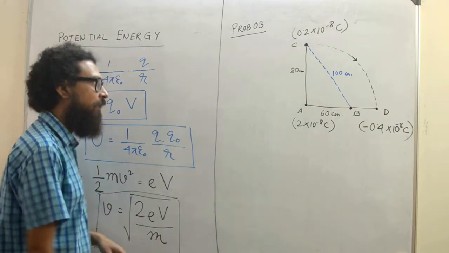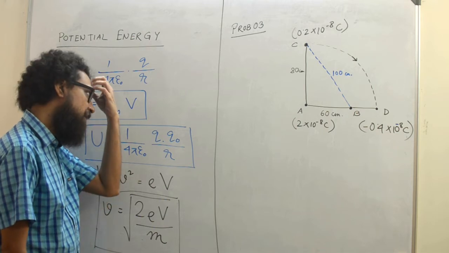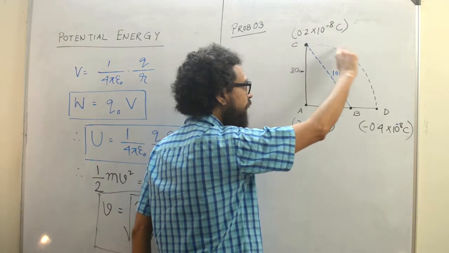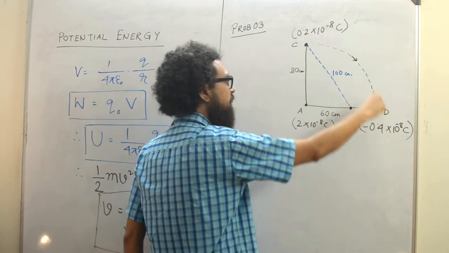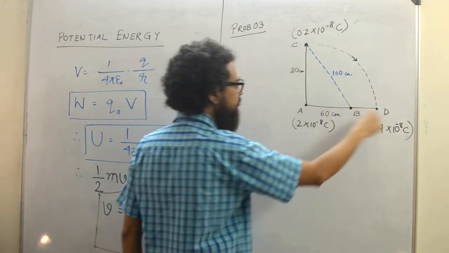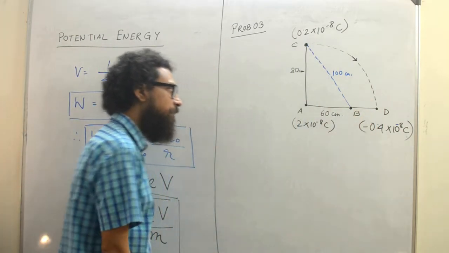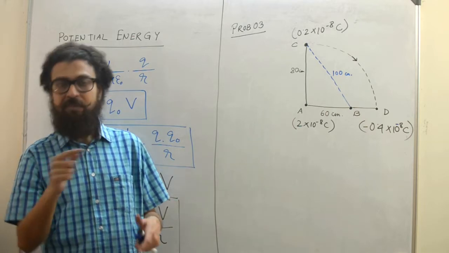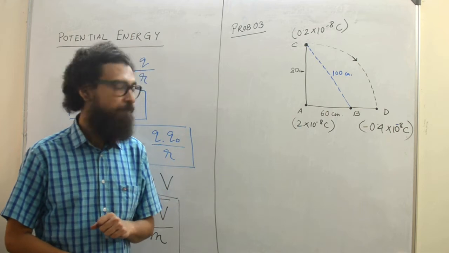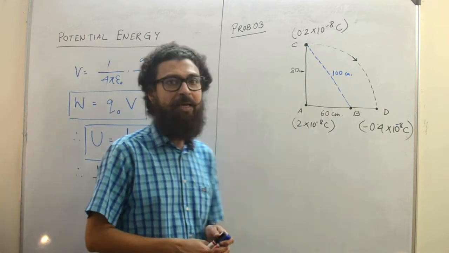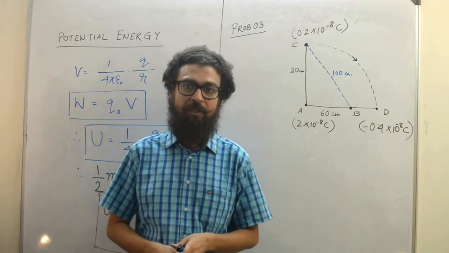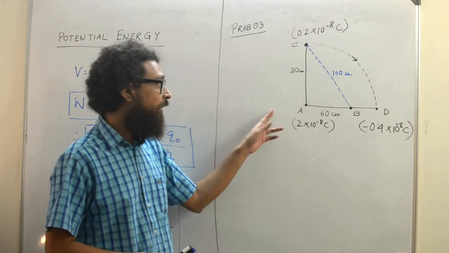Now the question they have asked is that the point charge C is moving from C to D, following the curvature of this circle of 80 centimeter radius. You have understood, this is a quadrant of a circle. So C to D, this particular path is along the curvature of the quadrant of the circle. So A to D is 80 centimeter, and they have asked how much potential energy is lost with respect to the initial potential energy of the charge at C when it comes to D.